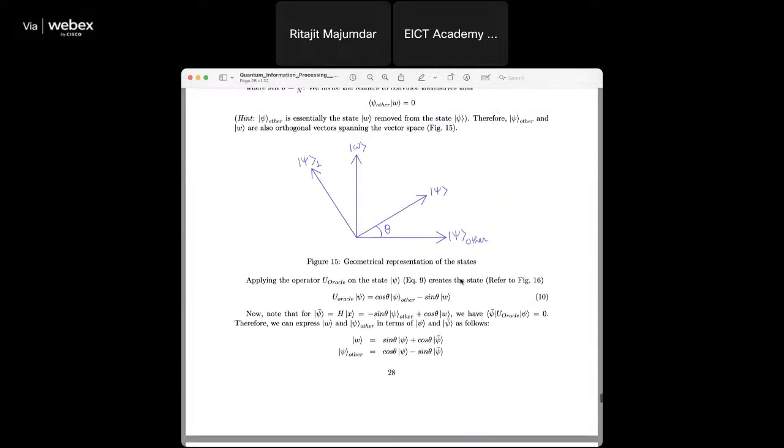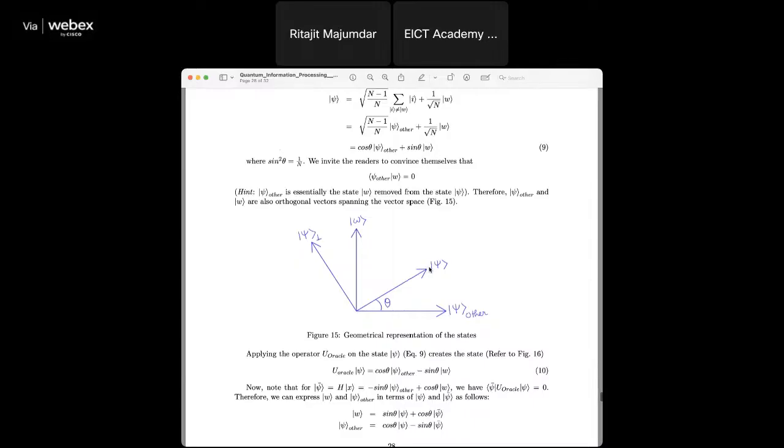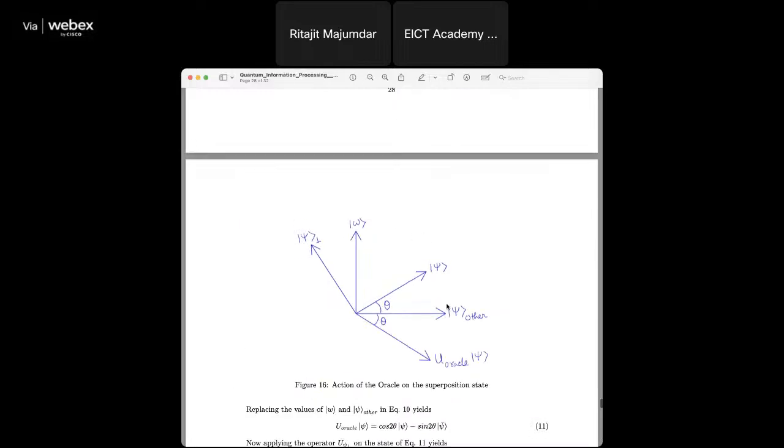So if I give it a representation, how should the representation be? This theta is actually very small, exponentially small. The picture is drawn like this to make it legible. Otherwise, if you want to be mathematically accurate, this psi should be very close to psi other. If I measure at this point, the probability that I'll get psi other is very high, and the probability that I'll get W is very, very low.